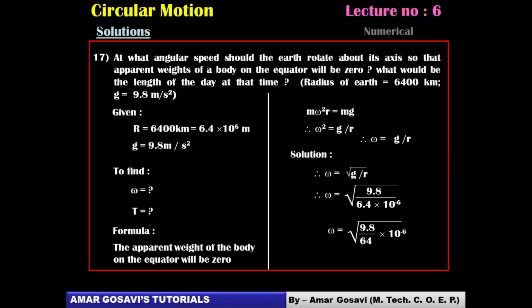Normally the length of the day is 24 hours. Let's see what would be the length of the day if Earth starts moving with this angular speed. Before I show you the next slide, before I discuss the answer with you, please make a note of this.